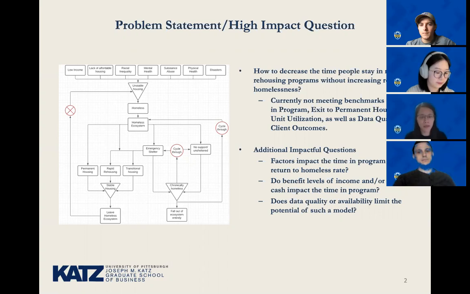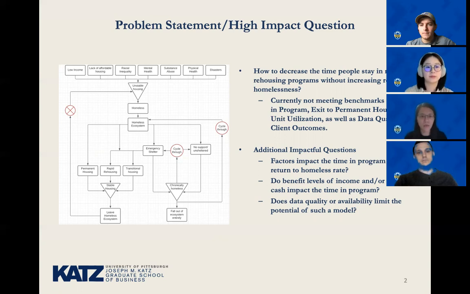However, this time we will focus on rapid rehousing, because among all the programs supporting homeless people, rapid rehousing is the most cost effective. But currently, this program doesn't perform well on some factors related to timing, exits to permanent housing, and unit utilization, and the data behind it is not of sufficient quality for more in-depth analysis.